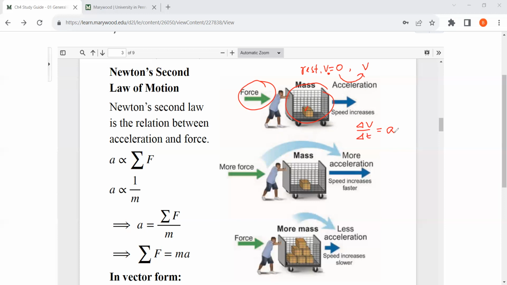So a common, very popular example is when you start your car. When you start moving your car, that means you are accelerating, right? So you accelerate your car, which means you are basically changing your velocity.